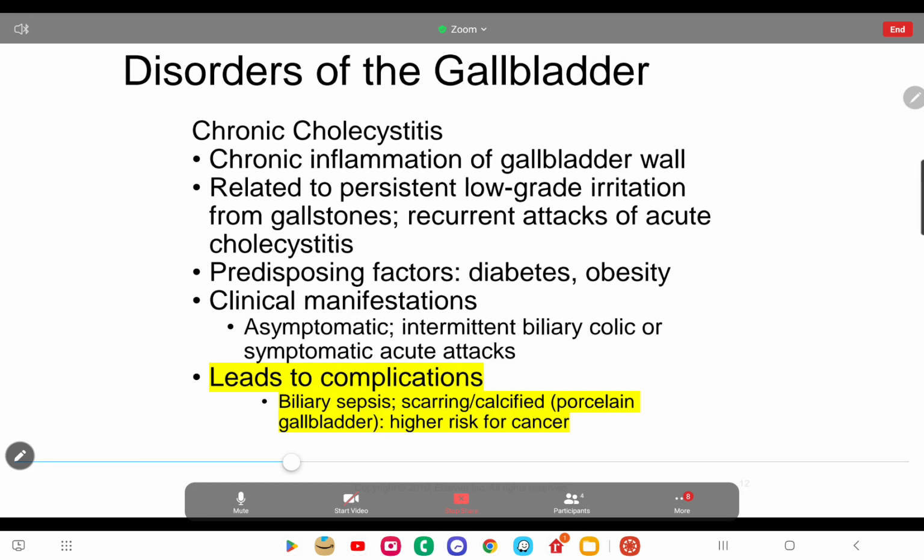Chronic cholecystitis. What is cholecystitis? Inflammation of the gallbladder, chronic inflammation of the gallbladder. Complications: biliary sepsis and porcelain gallbladder. Why is that complication so important? Because porcelain gallbladder leads to malignancy, cancer. Okay.